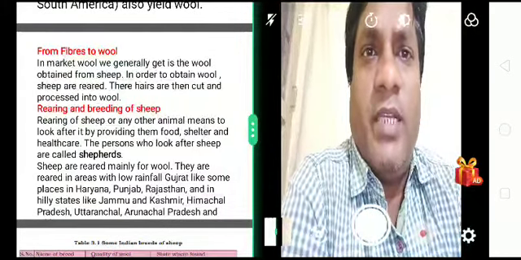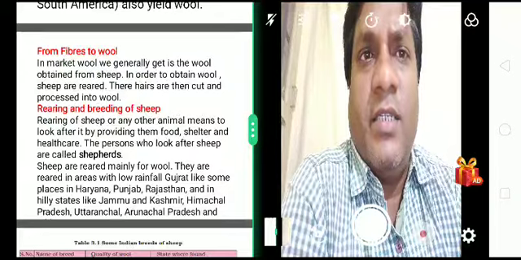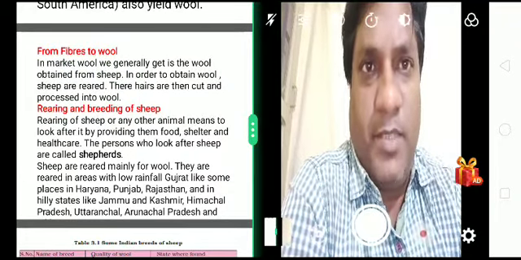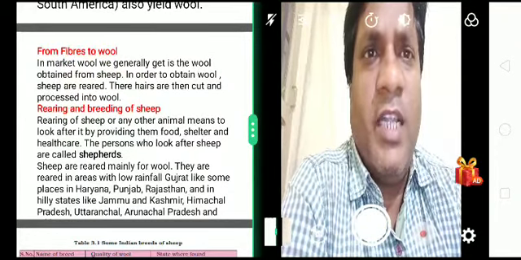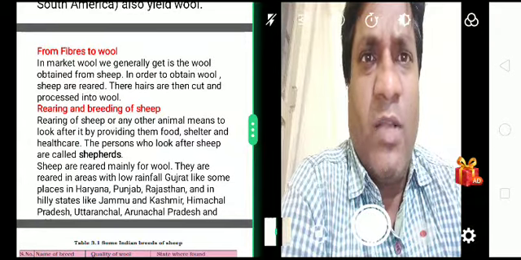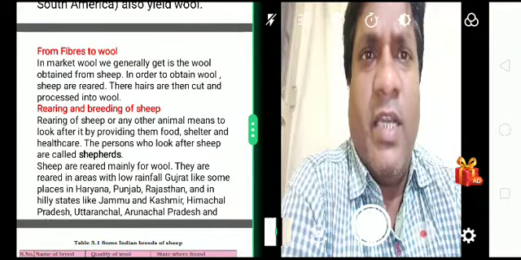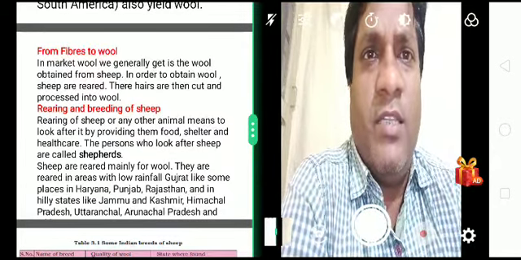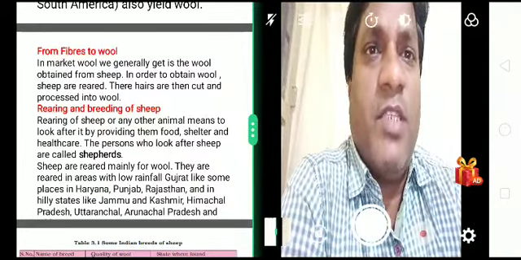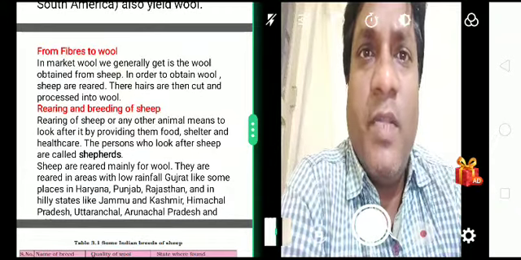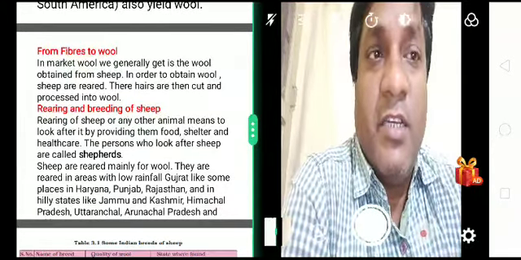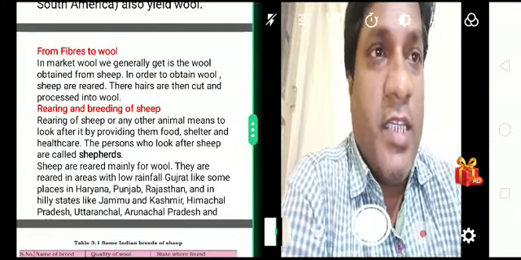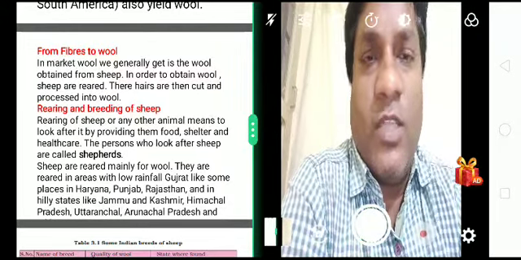Whatever wool we get in the market, we generally get the wool obtained from the sheep. Generally, yak wool is not available in the market. In order to obtain wool, sheep are reared. Reared means they are taken care of for their growth and development.